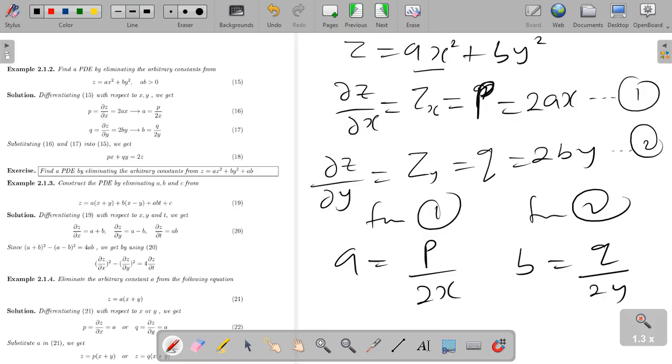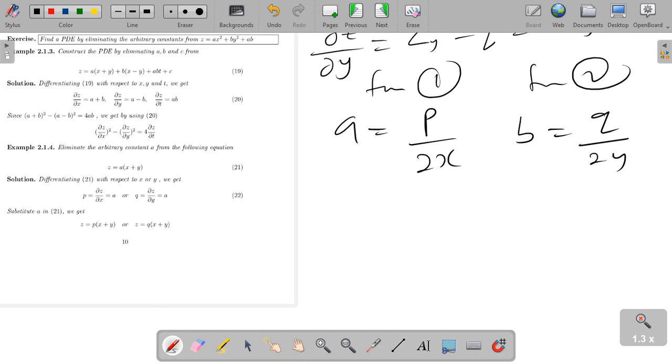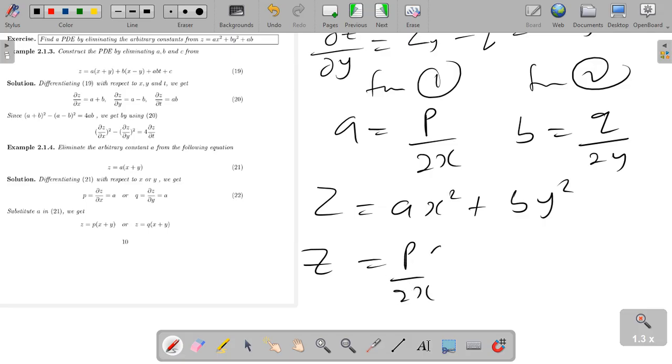So in the main equation, we have that our z is equal to what? ax squared plus by squared. So therefore, z is equal to, our a is something as what? p over 2x in bracket of x squared plus q over 2y in bracket of y squared. So you see that x is taking care of one of the x here, y is taking care of one of the y here. So I am left with that my z is equal to what?